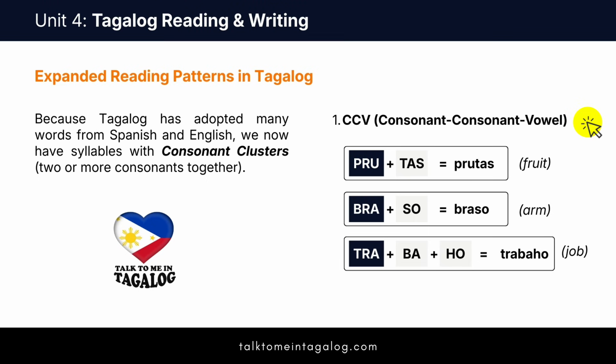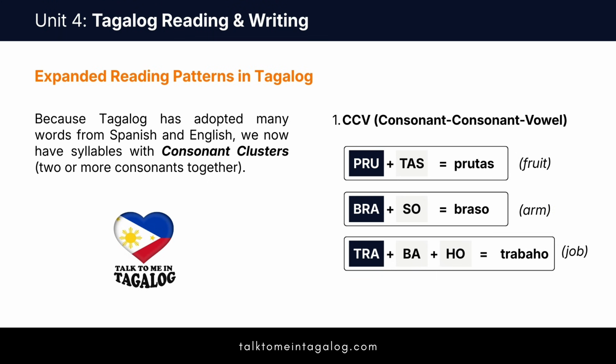Let's look at the CCV pattern, which stands for consonant-consonant-vowel. Here's how it works with real Tagalog words. The word prutas, meaning fruit. The first syllable "pru" starts with a consonant cluster PR, followed by a vowel U, and the next syllable "tas" completes the word. Read it as prutas.